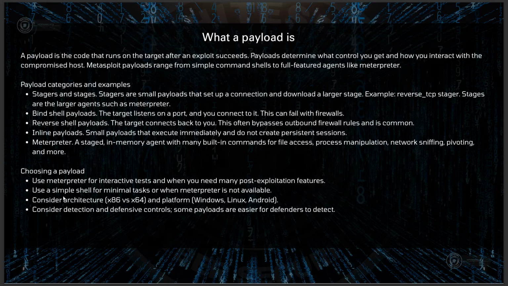Now see, use a simple shell for minimal tasks or when Meterpreter is not available. Assume that mostly you can't use a Meterpreter shell. At that time, we create a normal shell and use that one. Again, you can also change the normal shell to a Meterpreter shell as well. It's a basic thing. I'm going to show you, don't worry, how we can change this normal shell to a Meterpreter shell.